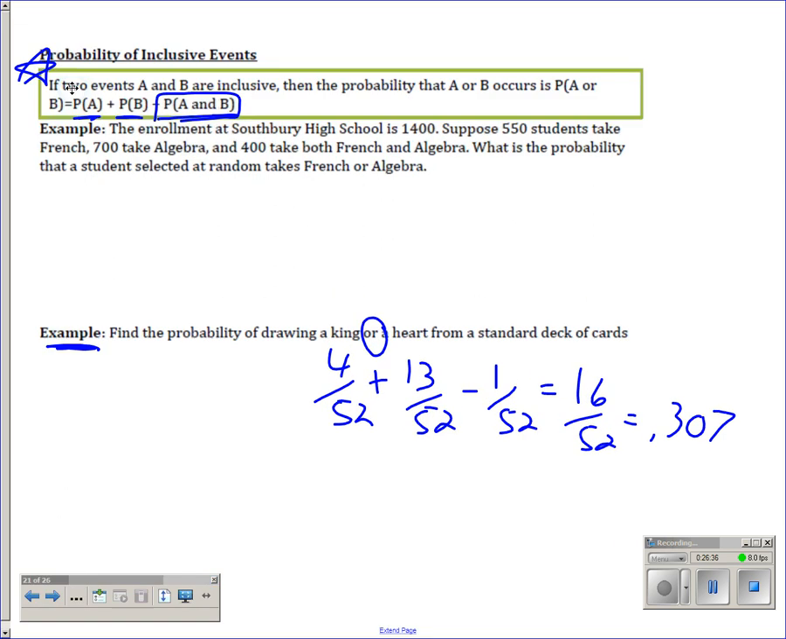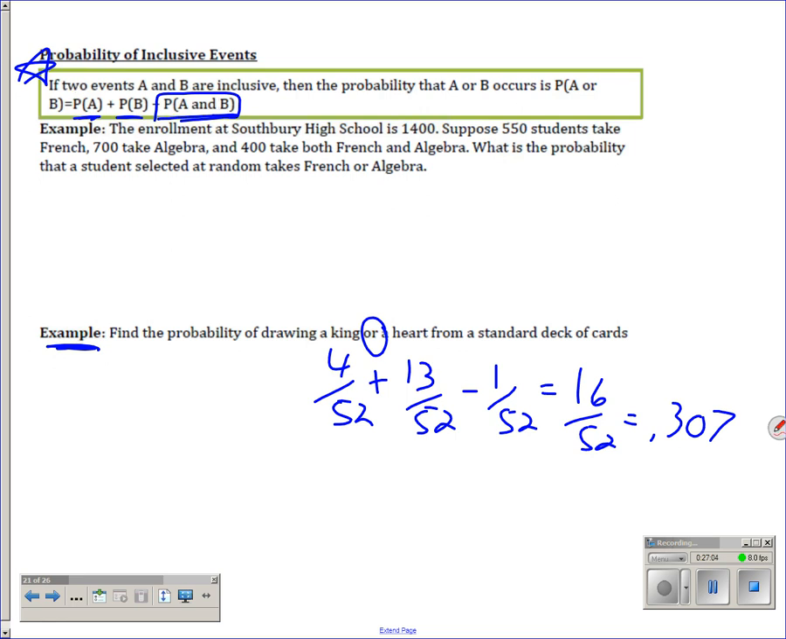All right, let's try this. The enrollment at Southbury High School is 1,400 students. We have 550 students that are taking French. We have 700 that are taking algebra, but there's 400 that are taking both algebra and French. So there's 400 that are in both categories. What is the probability that a student selected at random takes French or algebra?